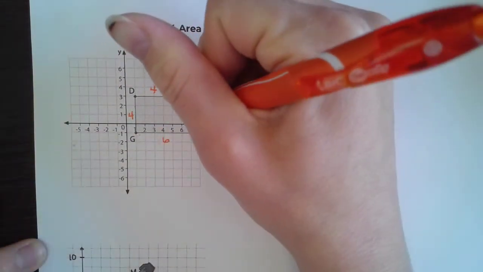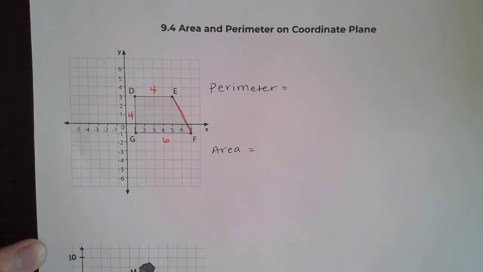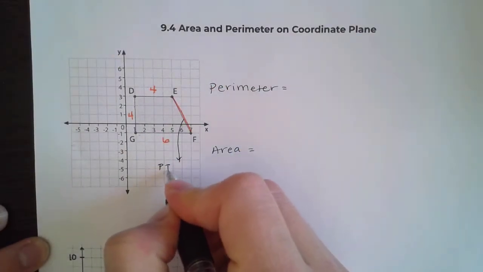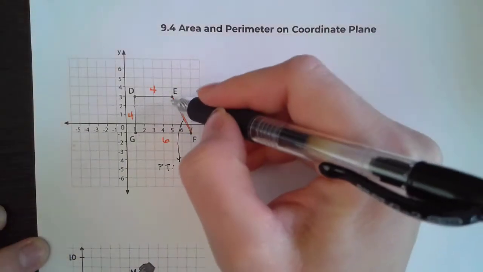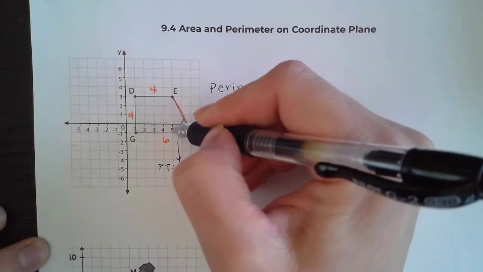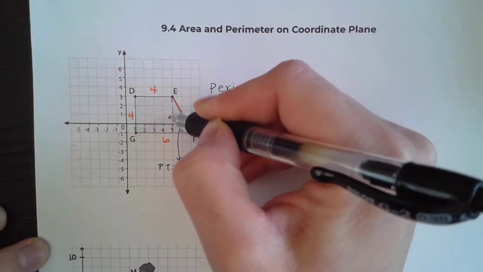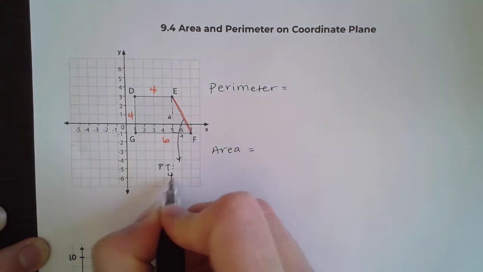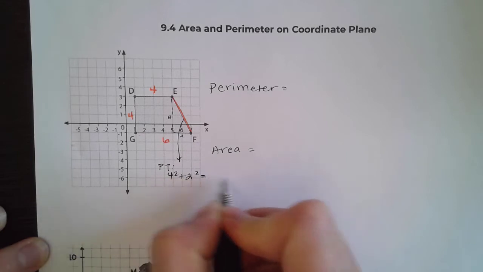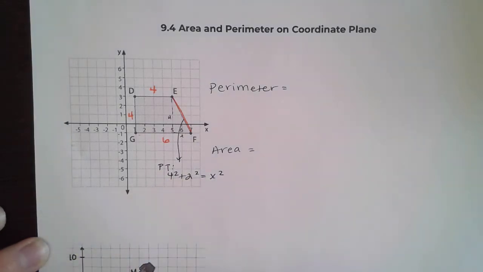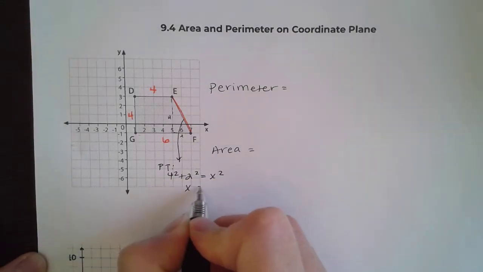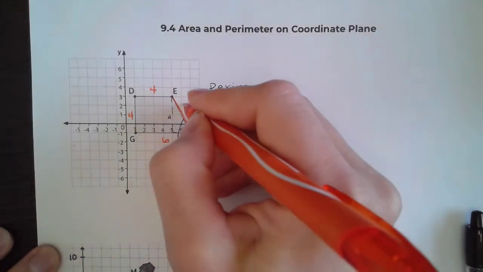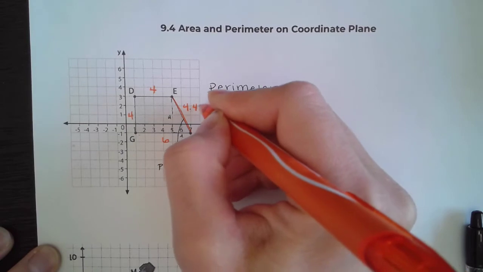For a side like this, though, that's not given to us, or something that we can't count, we can use the Pythagorean theorem. So let's do that. There's this little tiny triangle with a height of 4 and a base of 2, so 4 squared plus 2 squared is equal to x squared. And that value is 4.47 when you follow through with that and plug it in your calculator.